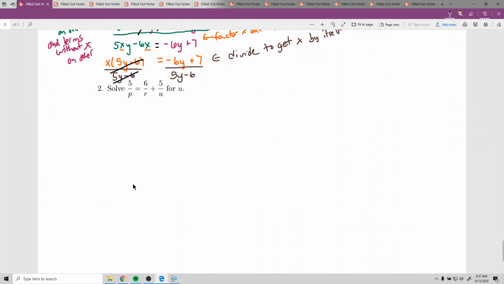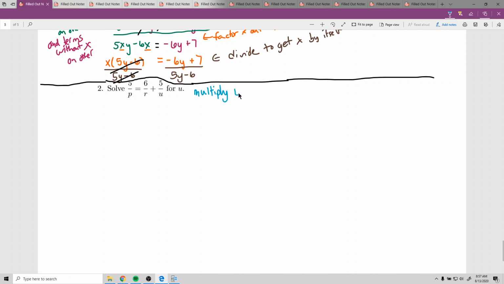All right, number 2 is a similar idea. This one happens to have 3 variables, but that's not really more of an issue, as you'll see. So this one says solve 5 divided by p equals 6 divided by r plus 5 divided by u for u. Now we want to start with the same thing. It doesn't matter what the first thing says or what it says to solve for. I could say solve for p, it could say solve for u, it could say solve for r. The first thing I'm going to do is multiply by the least common denominator to get rid of fractions.